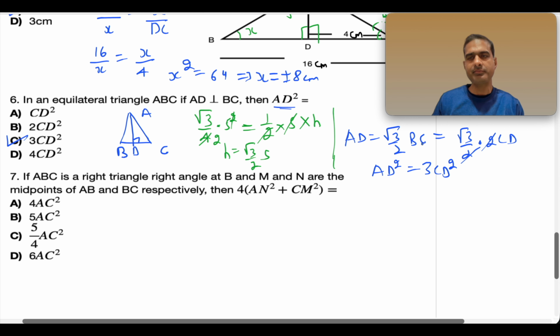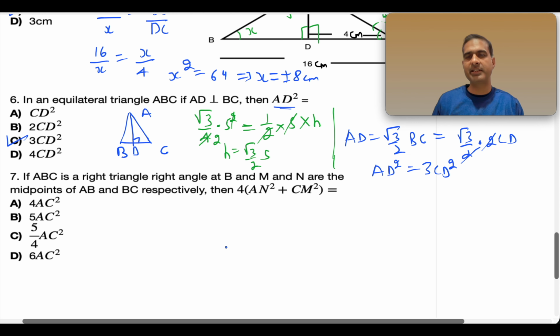Now in an equilateral triangle, we know the perpendicular, the altitude, bisects the opposite side. So we used that concept. So we knew that BC is 2 times CD. So from here, AD is root 3 by 2 times 2 times CD. So 2 got cancelled out. So AD is equal to root 3 CD. We squared on both the sides. So we got AD square is equal to 3 CD square.